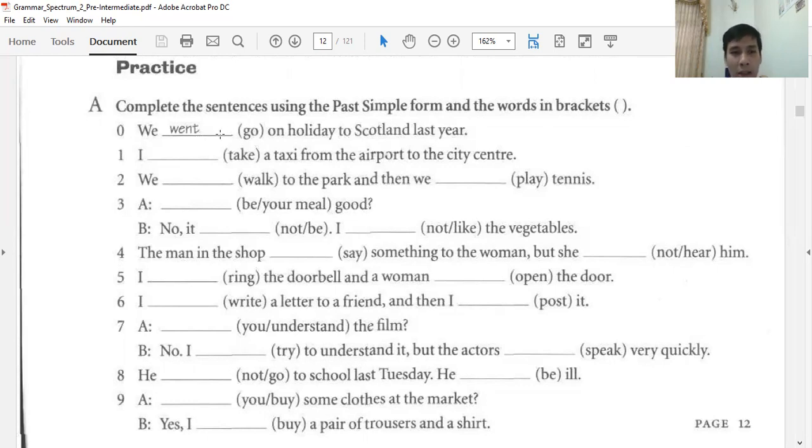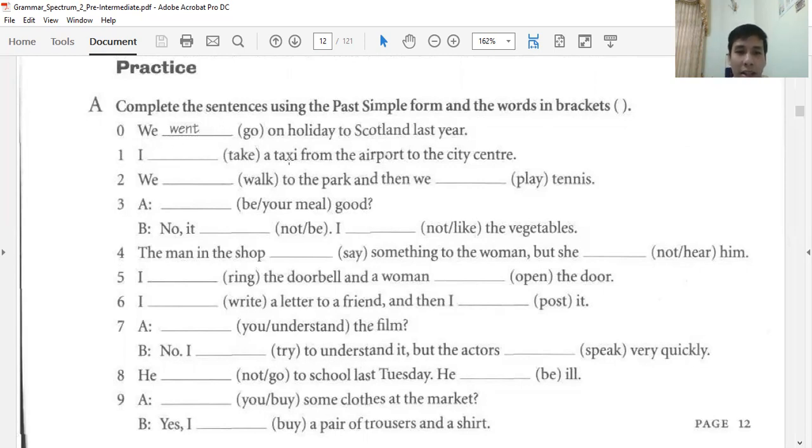You need to learn more about regular and irregular verbs. Normally the textbook has a list of regular verbs. Okay, look at number 1.